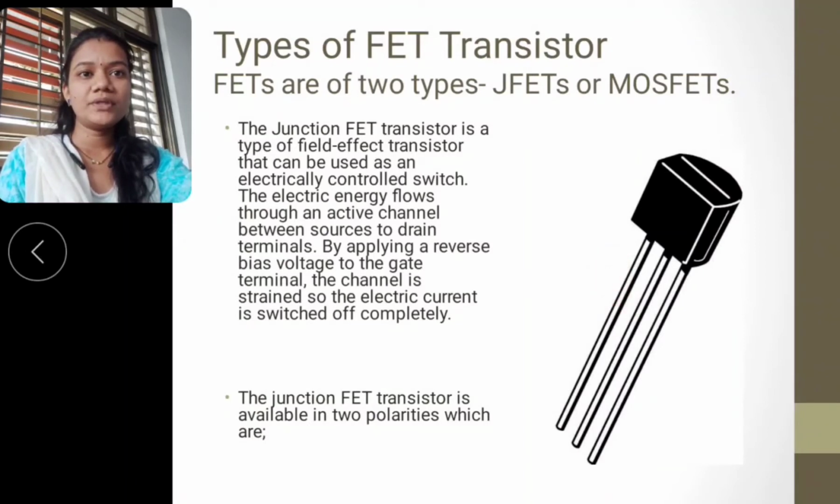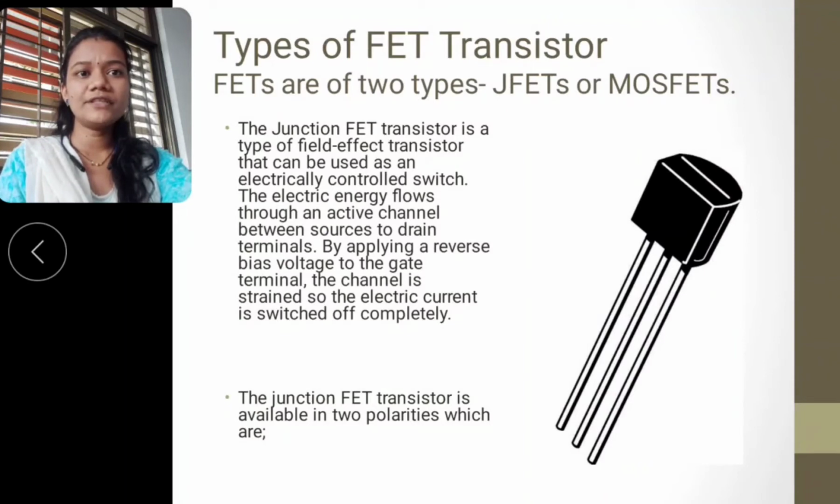The next topic is types of FET. Okay, so types of field effect transistor. FET has two types. First one is JFET and second one is MOSFET. JFET stands for junction field effect transistor and MOSFET stands for metal oxide semiconductor field effect transistor.